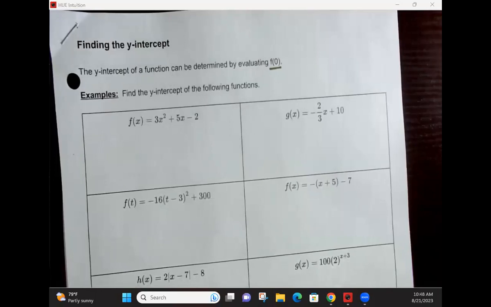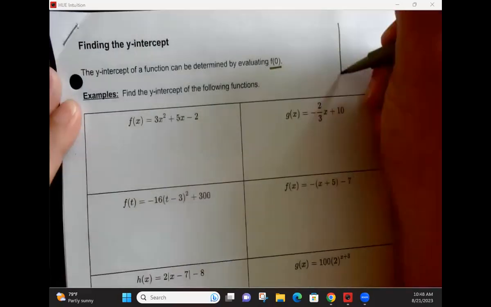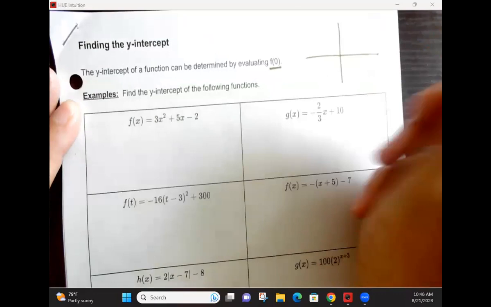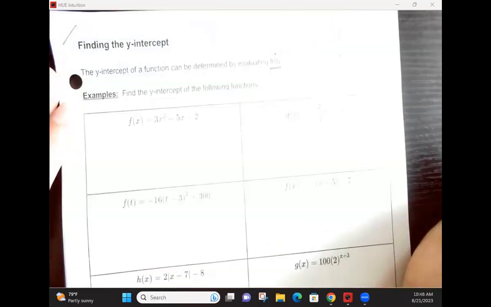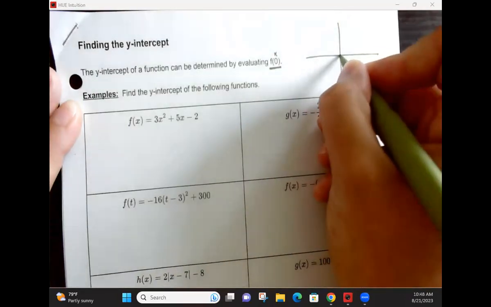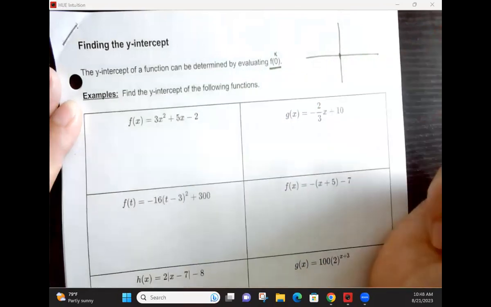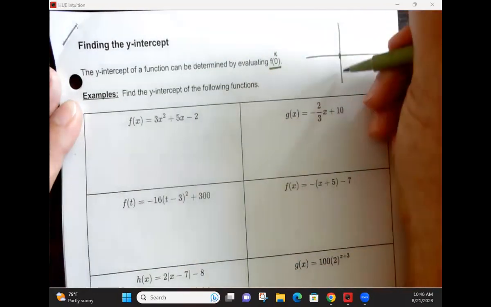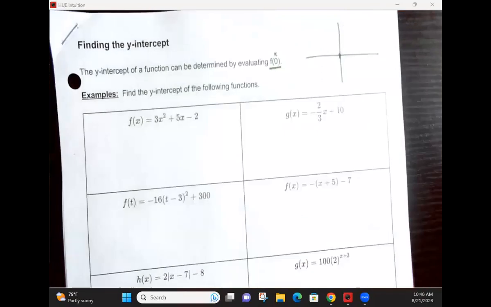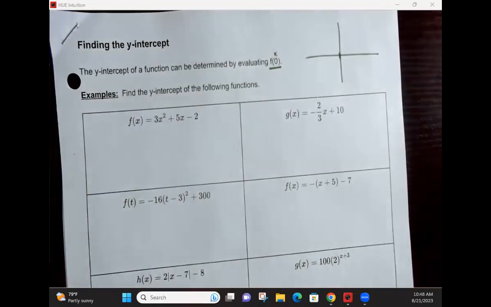So if I think about this in terms of a graph, right? F of 0 means we're looking at an x value of 0. So an x value of 0 would be right here. When I evaluate for f of 0, that means I am finding a point that is going to be on the y-axis. That's our y-intercept, okay?